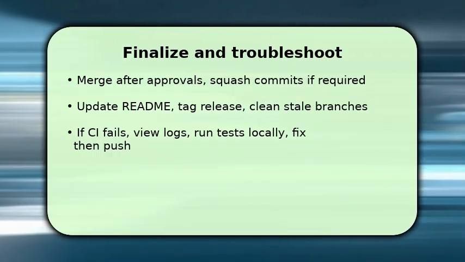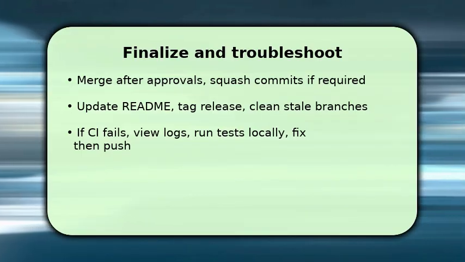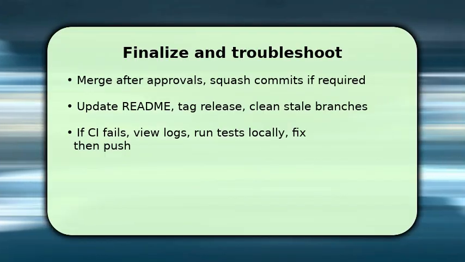If continuous integration fails, don't panic. View the CI logs to identify failing tests, run the same tests locally to reproduce the error, fix the root cause, and push a new commit. Make sure to notify reviewers once green.